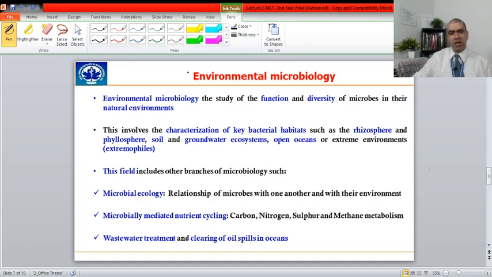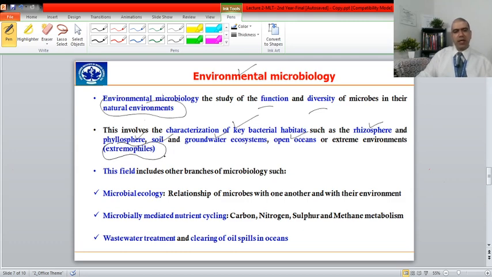Now one of the applications of microorganisms is environmental microbiology, which deals with the environment which we are living in. This is the study of the function and the diversity of different microbes which make up our natural environments, so that we can live in cohesion with them. So it involves the characterization of key bacterial habitats, different kinds of habitats where they live, such as the rhizosphere, which is combined with the plants, phyllospheres, soil, groundwater ecosystems, open oceans, or extreme environments, where we call them extremophiles.